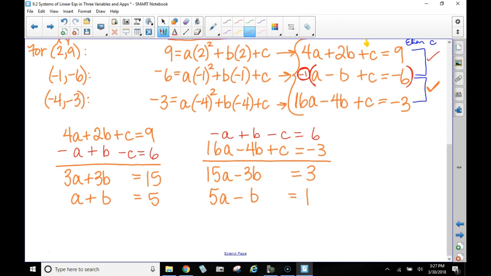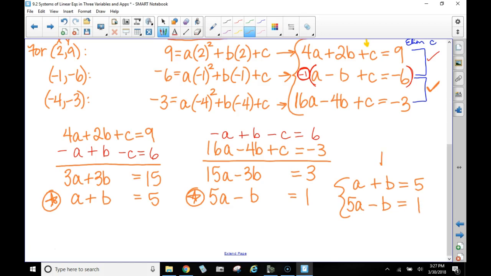Because now we're going to take these two equations and form a system of equations. Two unknowns with two equations. Our first one is a plus b equals 5. Our second equation is 5a minus b, oh good, equals 1.